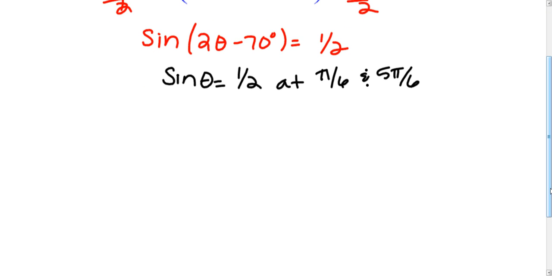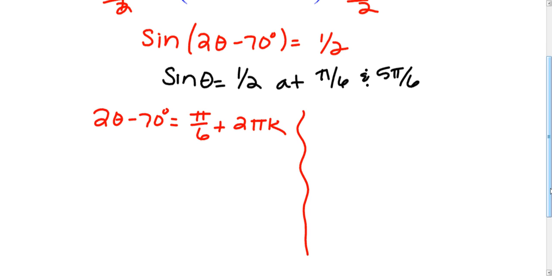But this is not regular theta. It's 2 theta minus 70 degrees. So I'm going to go 2 theta minus 70 degrees is pi over 6 plus 2 pi k, because that's how sine works. If it were tangent or cotangent, I would put pi k there. And then 2 theta minus 70 degrees is equal to 5 pi over 6 plus 2 pi k. Now we've got a problem here because we've got some things in degrees and some things in radians, and we need them all in the same units or this is going to get ugly.